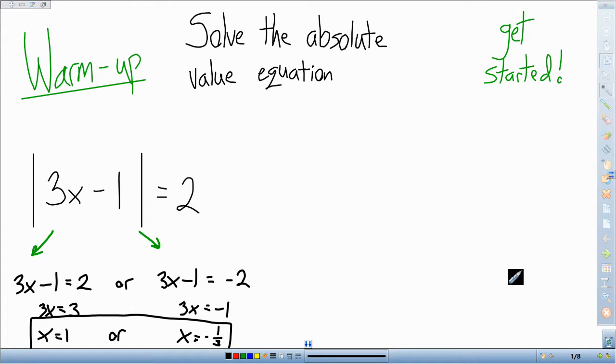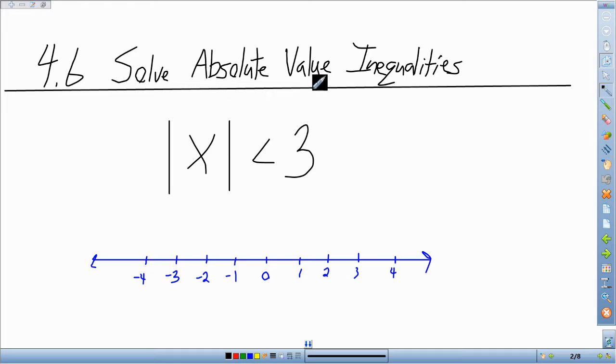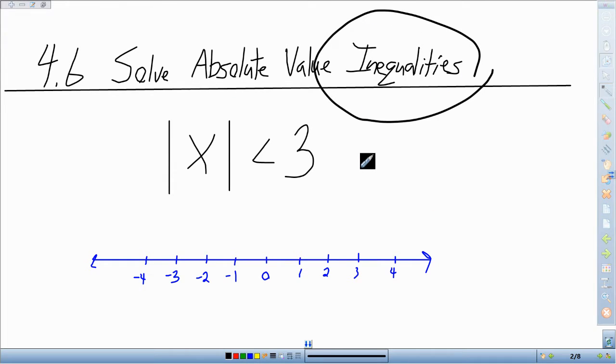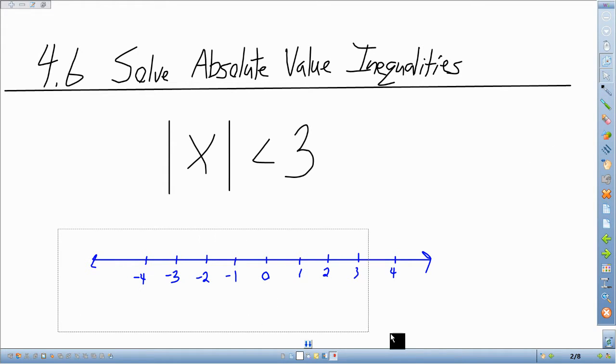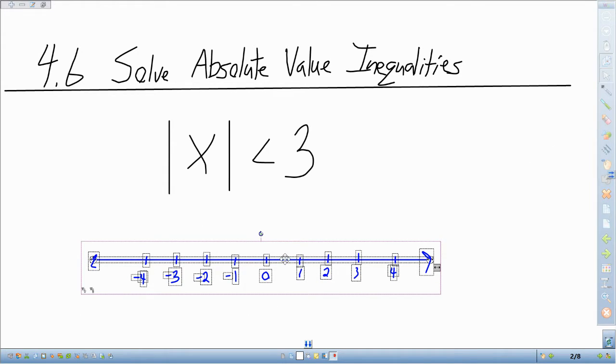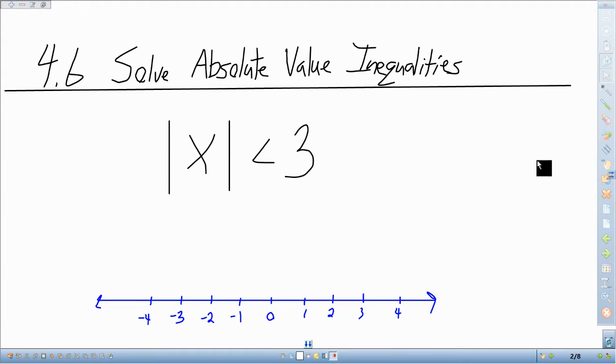All right, so today, we're getting into doing the same process, but with inequalities. So kind of smushing together all the stuff we've been learning from this chapter 4. So let's take a look at this. Here is my absolute value inequality. First thing to know, when we go to do these problems, we're going to be doing them exactly the same way as we would our equations.